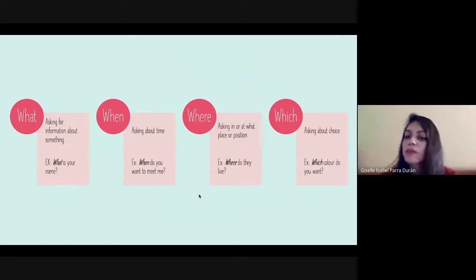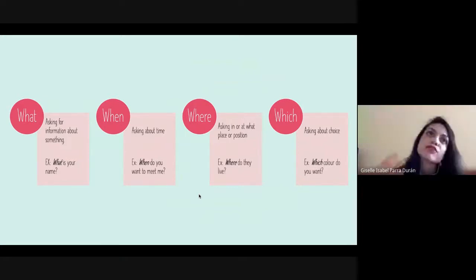Okay? Which, we're going to use it when we want to ask about choices. For example, which color do you want? Or which dress do you like the most? Or which ice cream do you prefer? Okay, I prefer the chocolate ice cream, or I prefer the red dress. Okay.